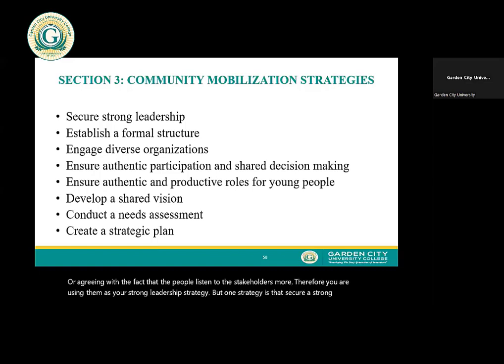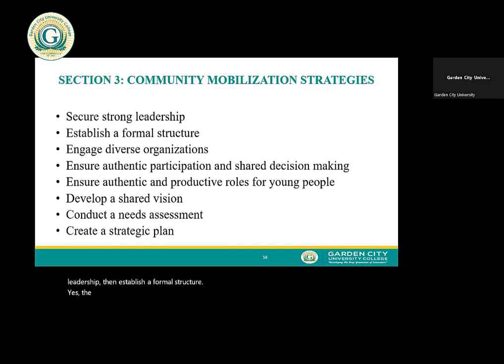But one strategy is to secure a strong leadership. Then establish a formal structure. Yes, the opinion leaders are there. The Odikro is there. The Ochiame is there. The religious leader is there. How do you establish a formal structure for them? For them to know that the health officer is the last person that maybe you can come to. If you are having challenges, talk to this person, speak to this person, like in the university system. Actually, the president is the last person.